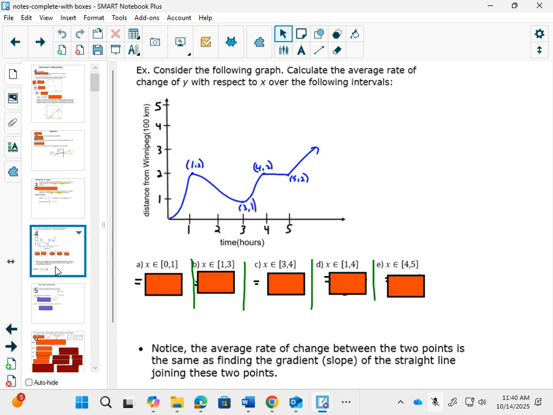Oh, this is not good. Somehow you got 200 kilometers away from Winnipeg in 1 hour. I hope you were on a plane. Okay?